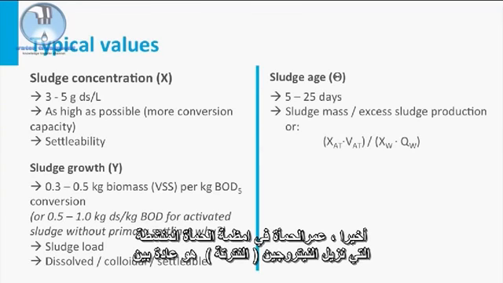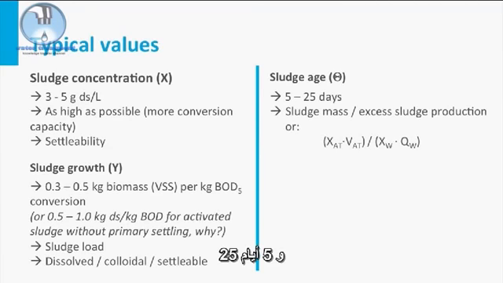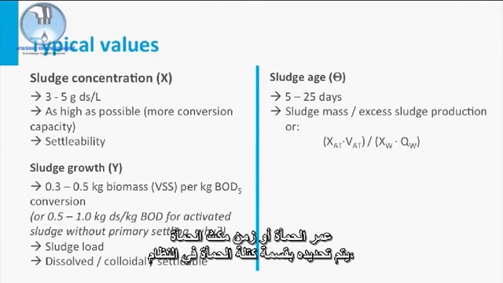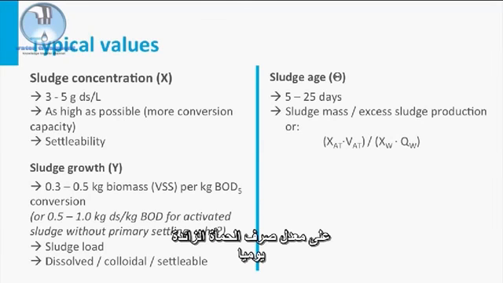Finally, the sludge age of activated sludge systems with nitrification is typically between 5 and 25 days. The sludge age or solid retention time is determined by the mass of the sludge in the system divided by the waste sludge or excess sludge production per day.